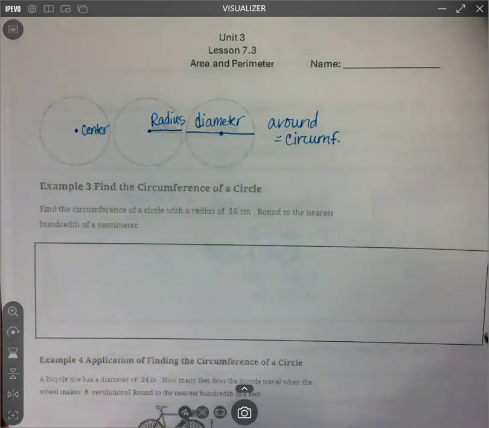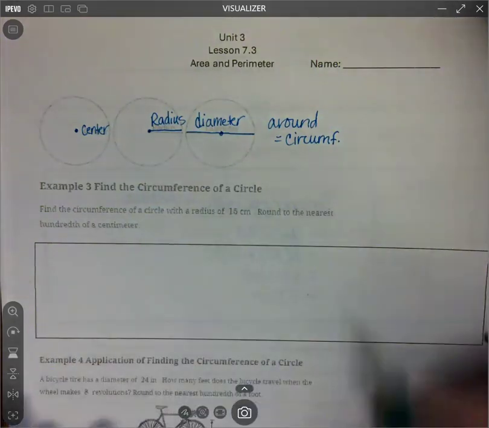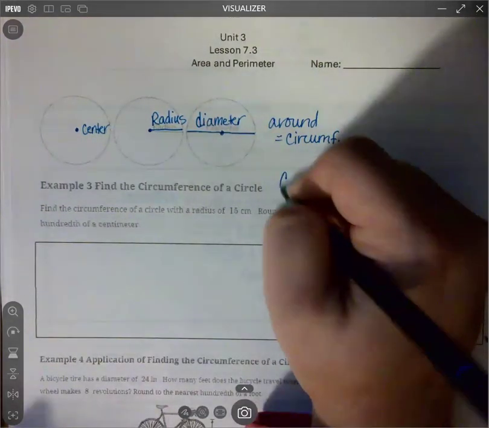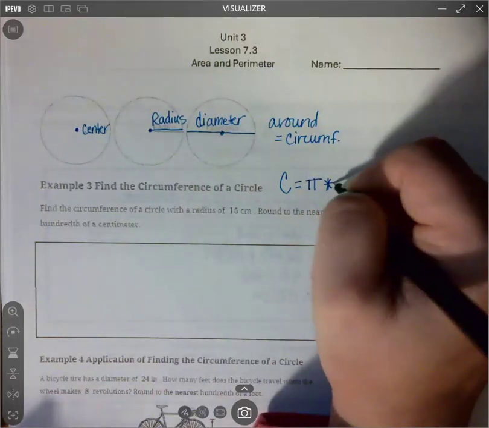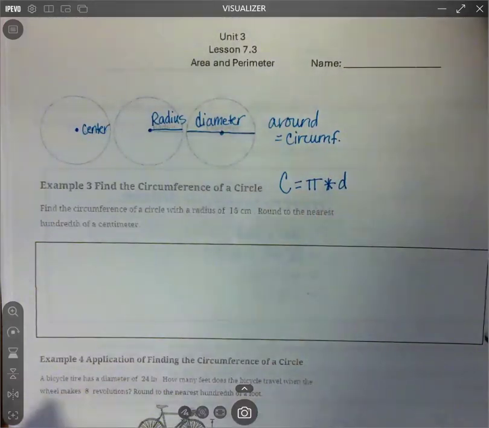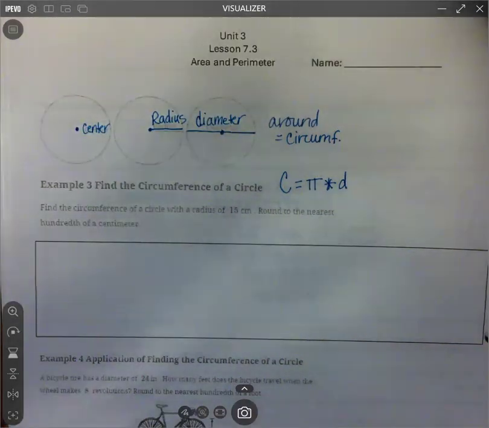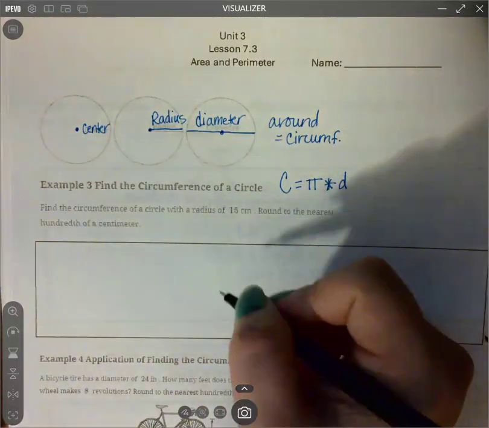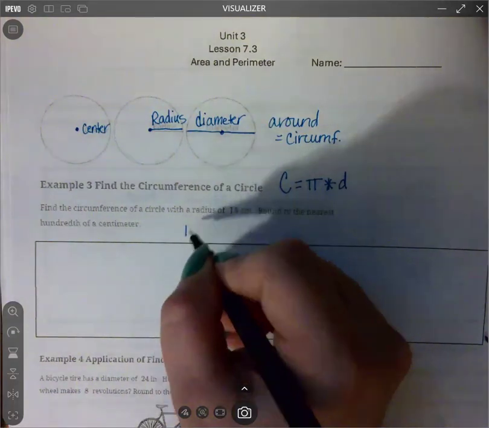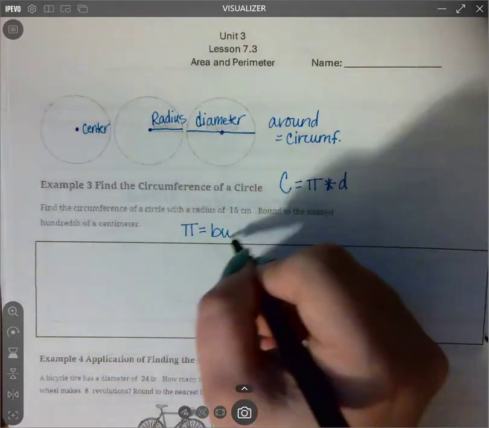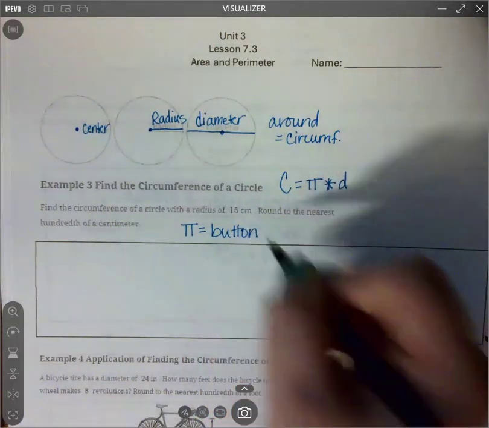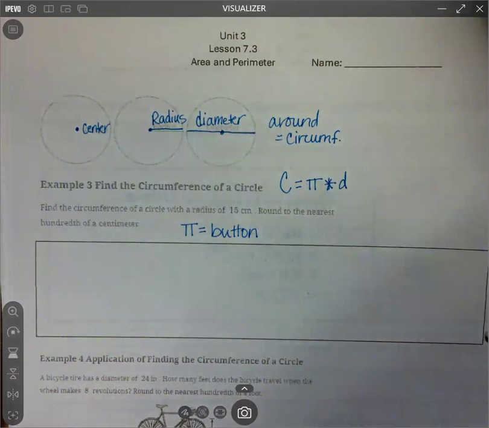So if we want to find the circumference of a circle, the formula we're going to use is circumference equals pi times diameter. And we want to keep in mind that if we are doing our Cengage homework, if we want our answers to match up, we want to use the pi button on our calculator and make sure that then we round it according to what they've asked in the question.